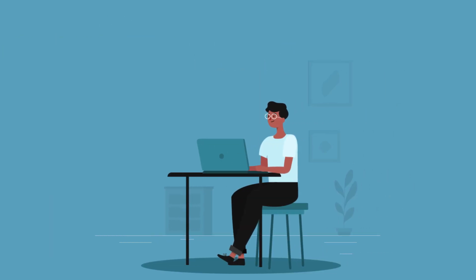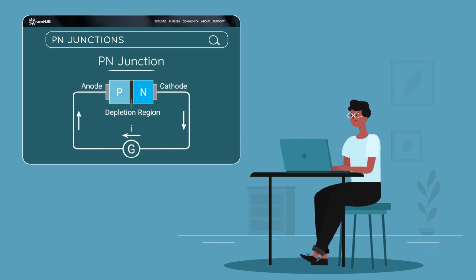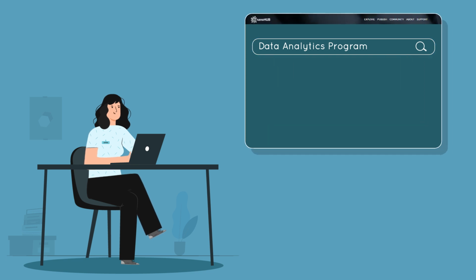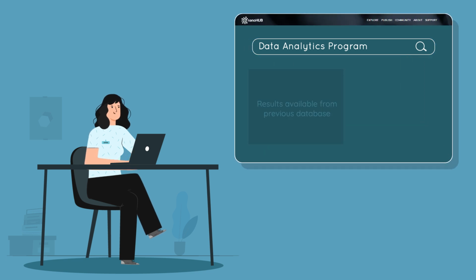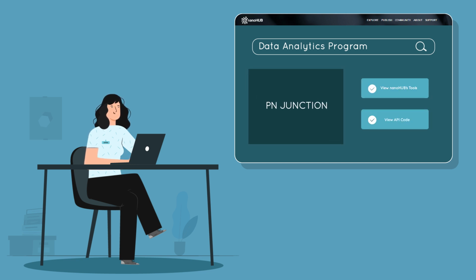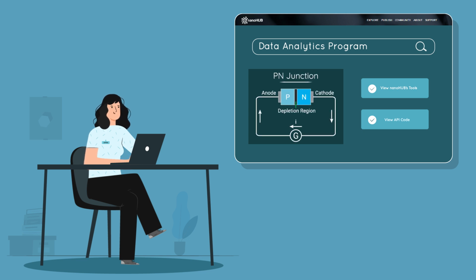Consider Bruce. He's exploring PN junctions, running simulations with specific parameters. He finds what he needs, and days later, Daria, with a different interest, can access the entire results database, exploring it with her own data analytics program. Daria finds a run generated by Bruce's activity, delving into the details effortlessly. She even views the API code to understand how to retrieve the results.